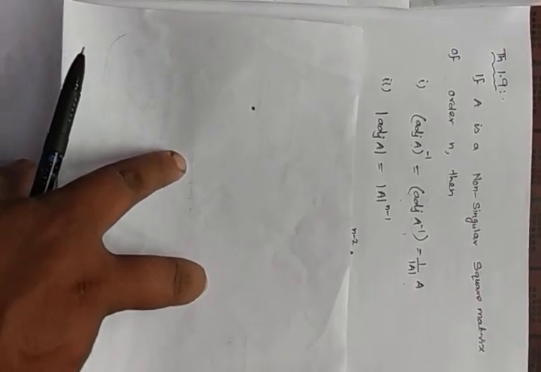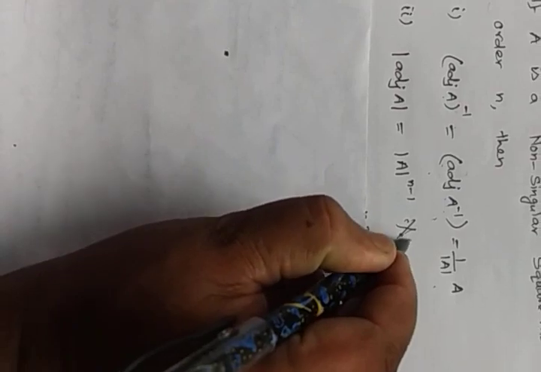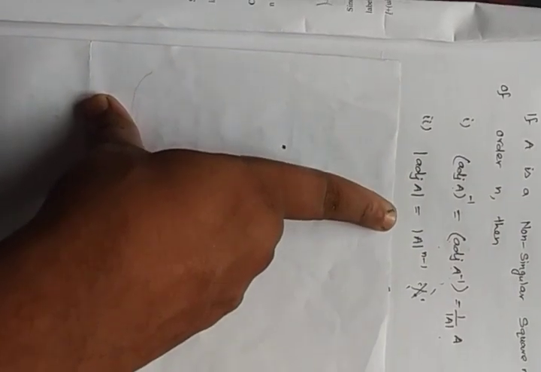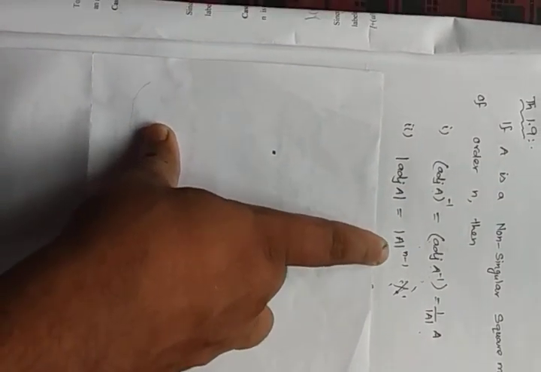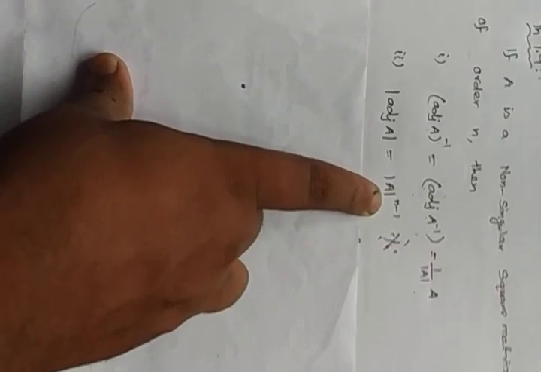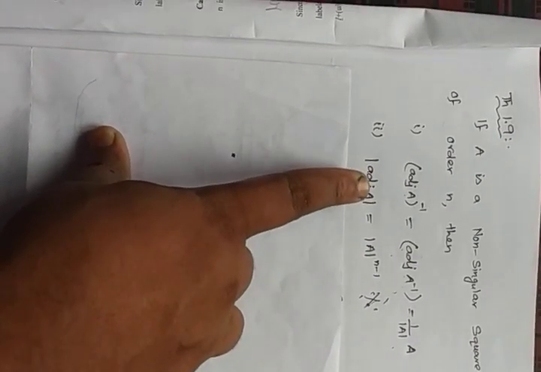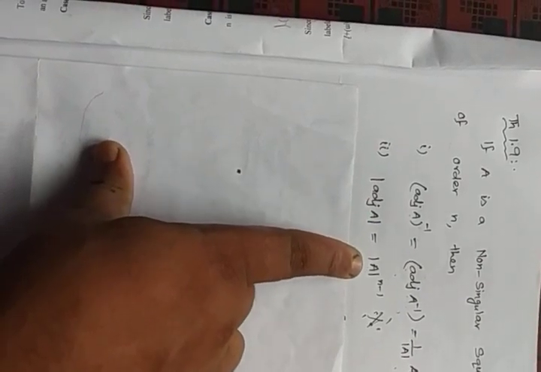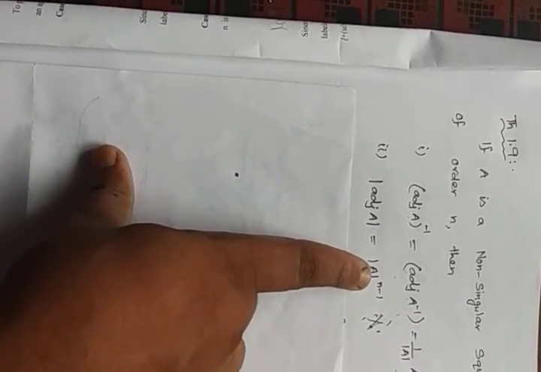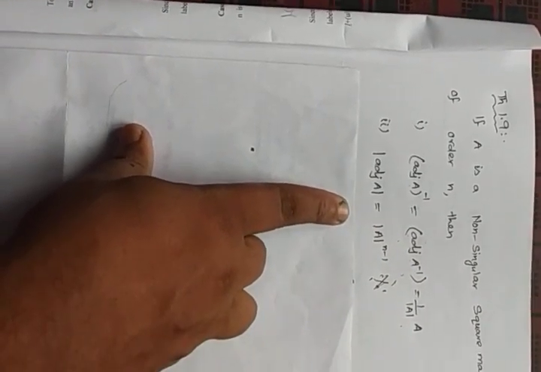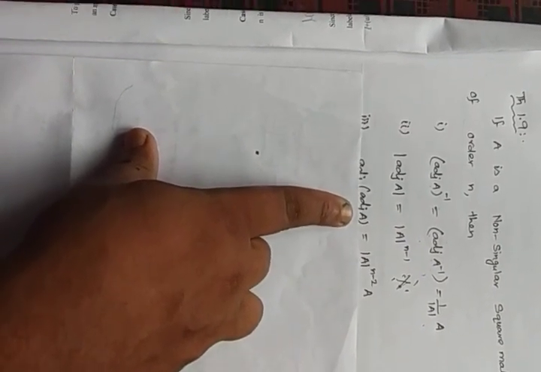Second result, you can see here, it's very important. Many times they ask it in 1 mark as well as in problems. Determinant of adjoint A equals determinant of A whole power n minus 1. That is, determinant of adjoint A is equal to determinant A of whole power n minus 1. It's a very important result. How does it come? When the school reopens, I will explain how we get it.